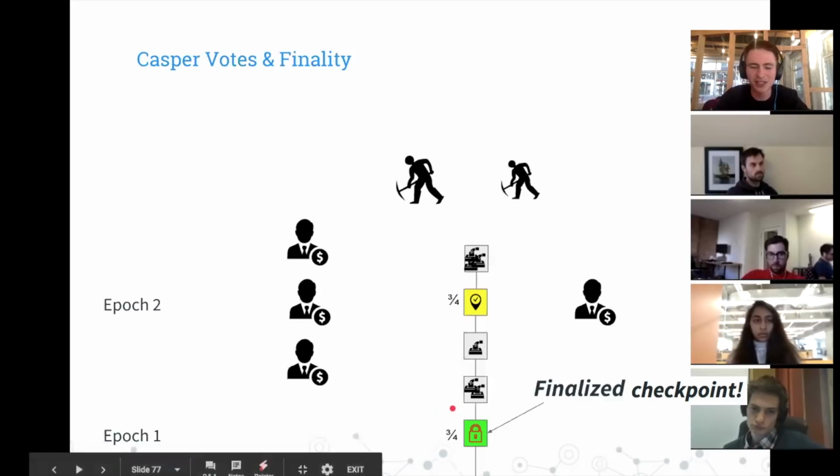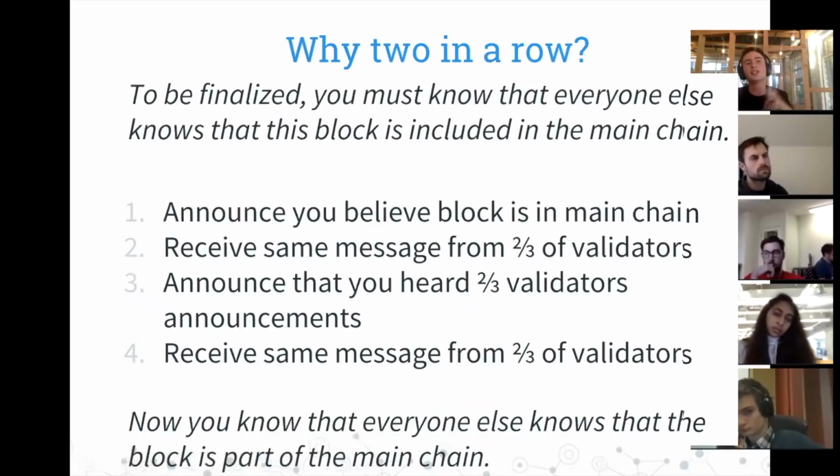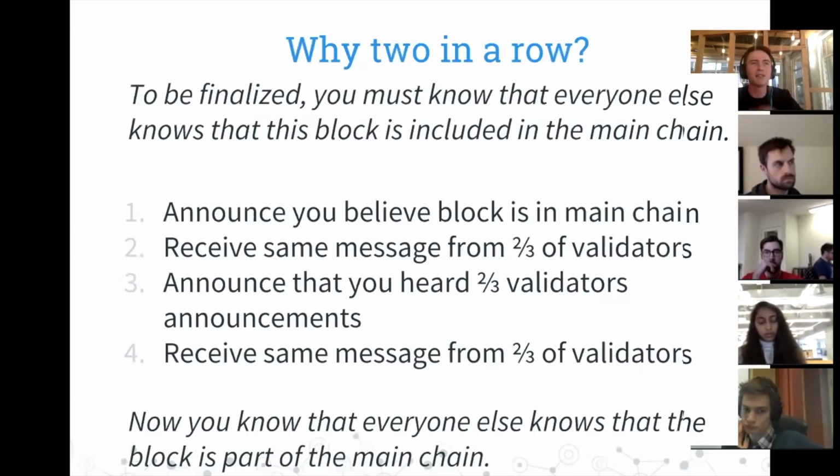Casper FFG is super nice. So why do we need 2 in a row? This is sometimes confusing, and hopefully this is a relatively good intuition for why. To be finalized, for a block to be finalized, we need to know that everyone else knows that the block is included in the main chain. So to know not only that everyone said this block is included in the main chain, but to actually know that everyone else knows that everyone else said this block is in the main chain.